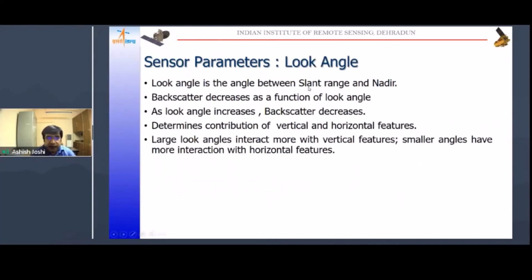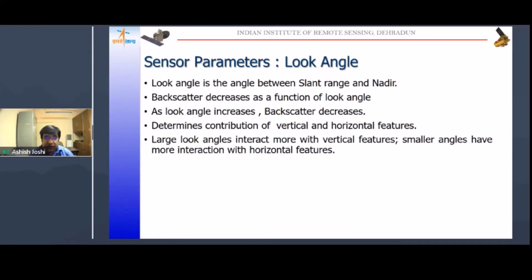Now another SAR parameter is the look angle. The look angle is the angle between the SAR slant range and nadir. The backscatter decreases as a function of look angle. As look angle increases, backscatter decreases. Okay, so in terms of the look angle, as the look angle increases, the backscatter will decrease.